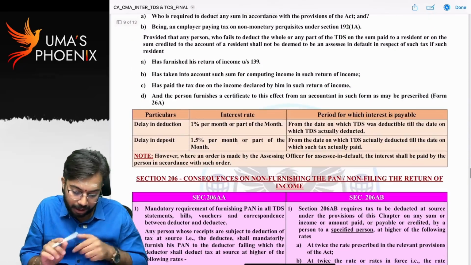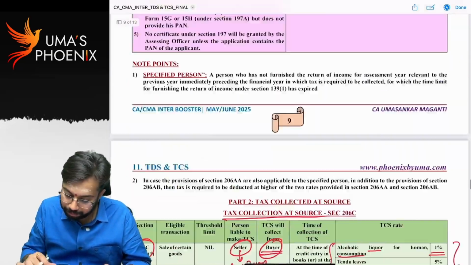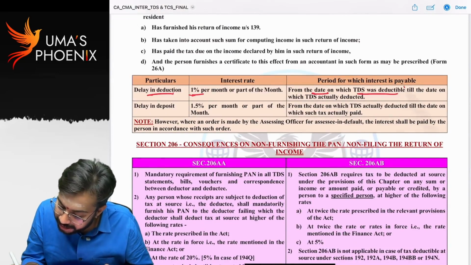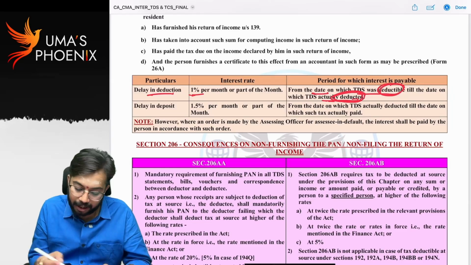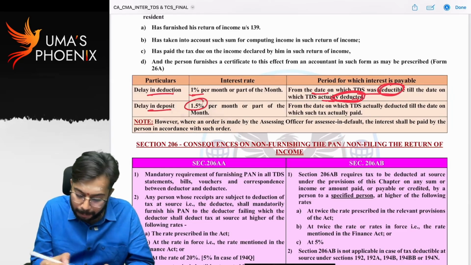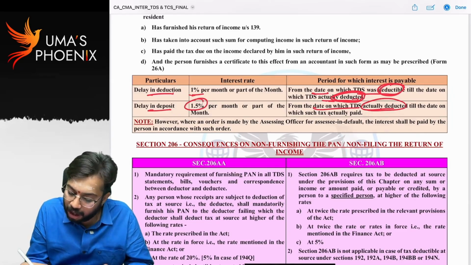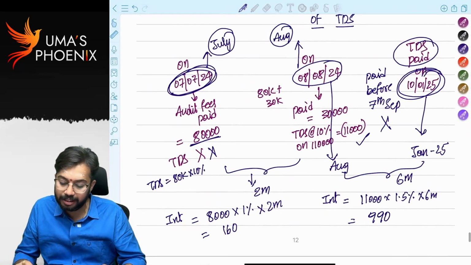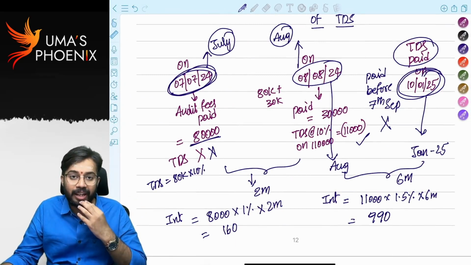You can see the provision here. Delay in deduction 1%, from the date on which TDS was deductible to the date on which TDS was actually deducted. Delay in deposit 1.5%, from the date on which TDS was actually deducted till the date on which TDS was actually paid. Is it clear? So this is the scenario. Remember, delay in deduction 1% interest, late deposit 1.5% interest. Is it clear?